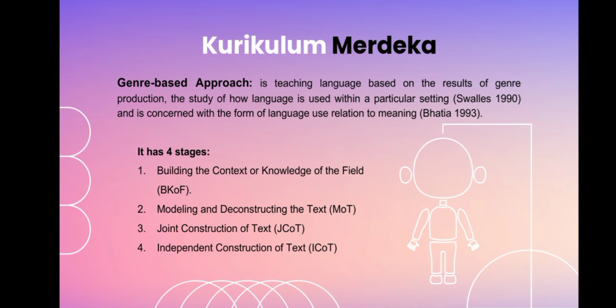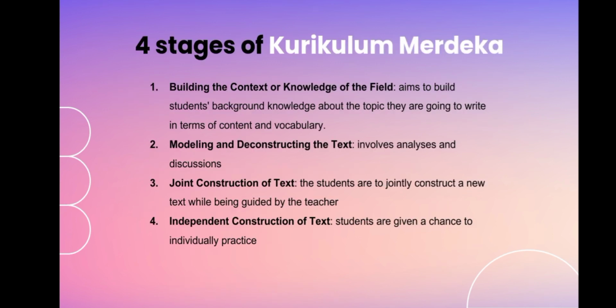The genre-based approach has 4 stages. The first is building the context or knowledge of the field. Number 2, modeling and deconstructing the text. Number 3, joint construction of text. And number 4, independent construction of text. The first is building the context or knowledge of the field.